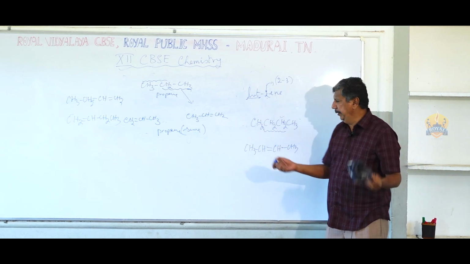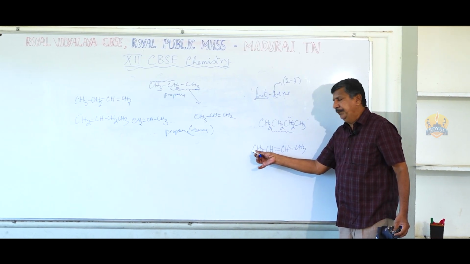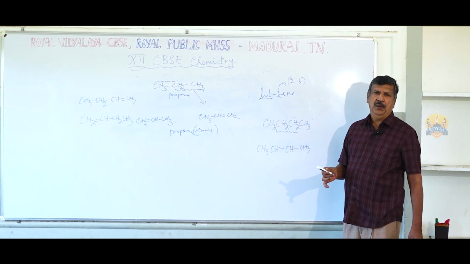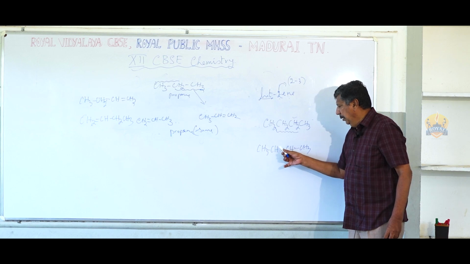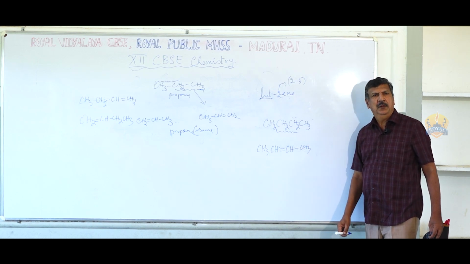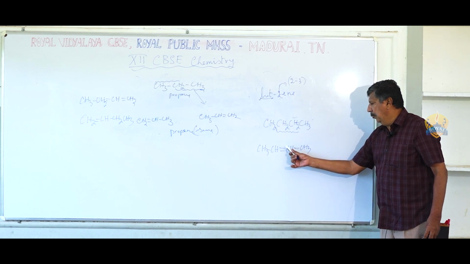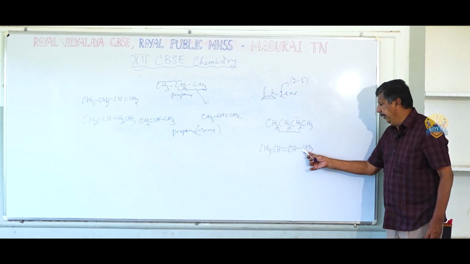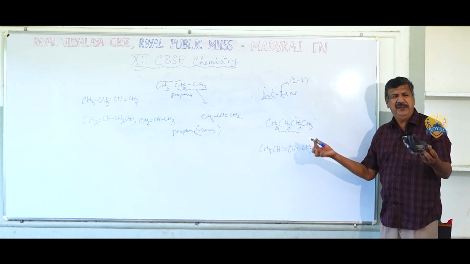If you have any doubt, you can check. How to check? Nothing. For this carbon, 3 plus 1, 4 hydrogen. For this carbon, 1, 2, 3, 4. For this carbon, 1, 2, 3, 4. For this carbon, 1 plus 3. You can check like this.